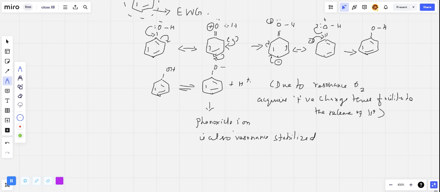If it pulls the electron from hydrogen, what will happen? The H plus will be released. The OH bond, the increase in the ionization of phenols, means it releases H plus. It releases H plus, which means it has a more acidic character.